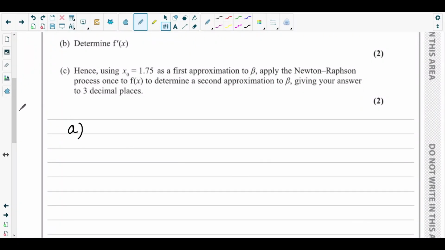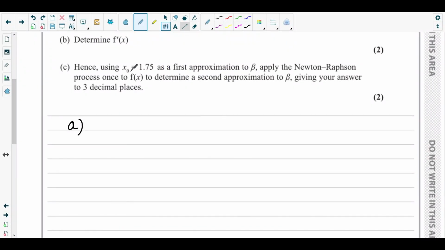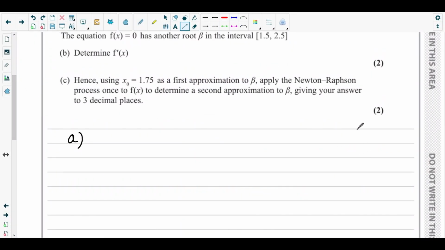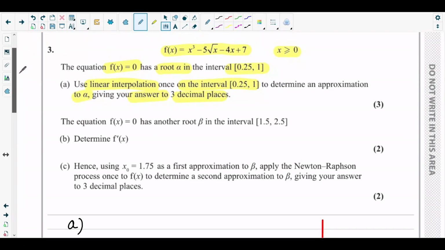So let's consider, for linear interpolation, the sketch of the curve. Consider the sketch of the curve that would help you to understand the interpolation method. Since it's on the positive x-axis, we will consider the positive x-axis.